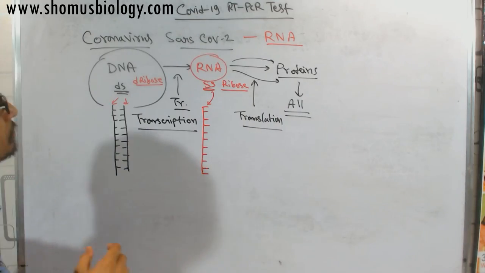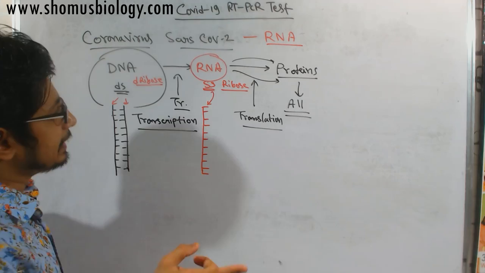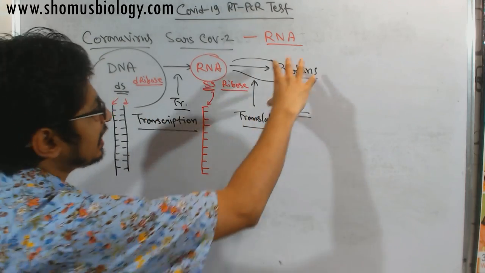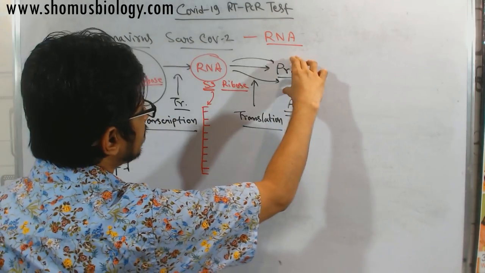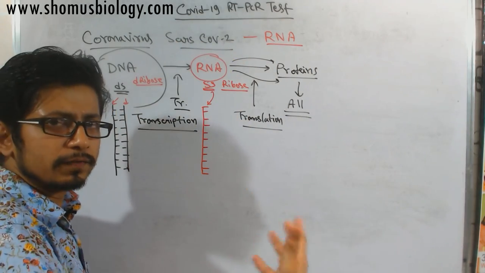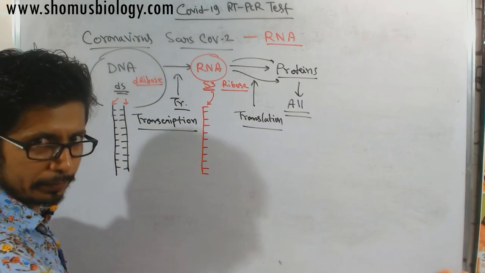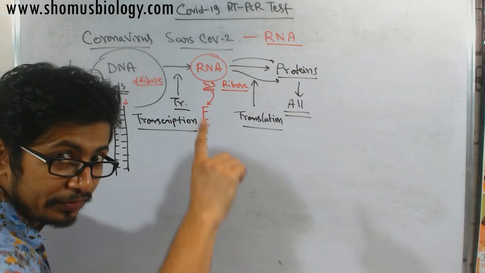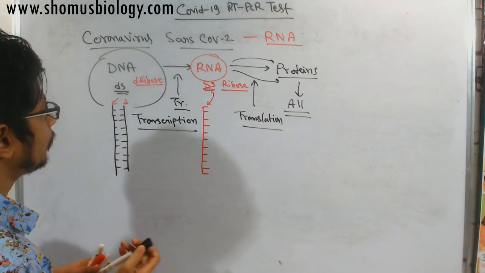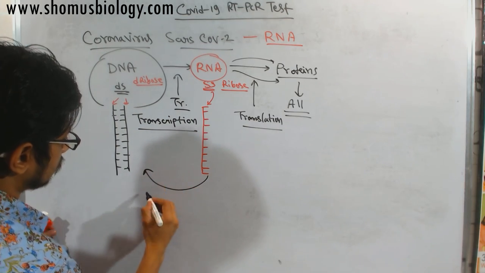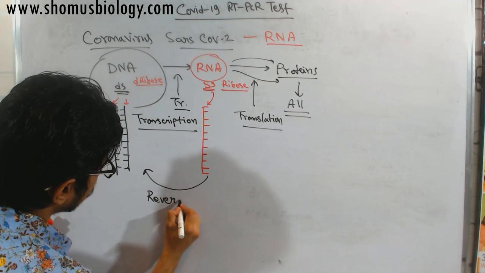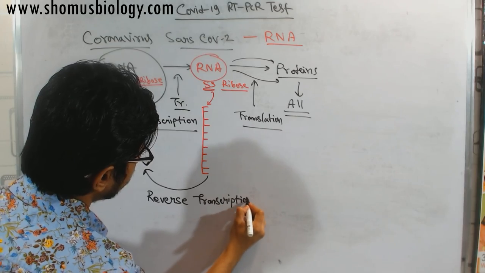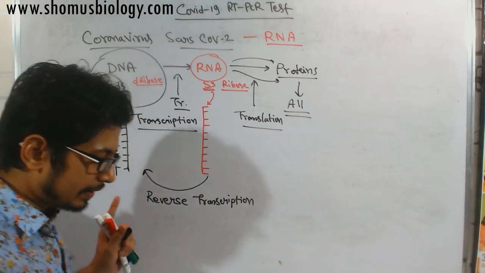On the other hand, there is a way that we can go back, not from protein to RNA. No, proteins are required to make DNA and to make RNA during the process of synthesis, for a different purpose. But we can go from RNA to DNA. That's the reverse way, the backward way. We call it reverse transcription. This is the one thing that you need to understand.